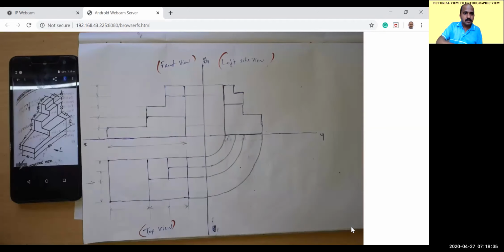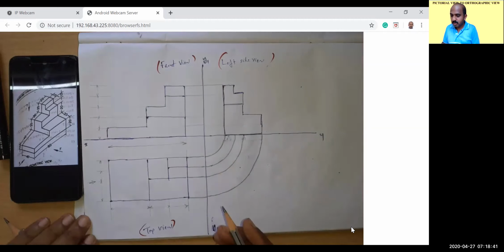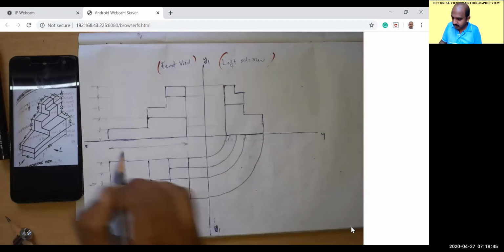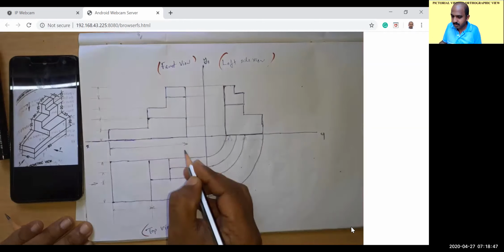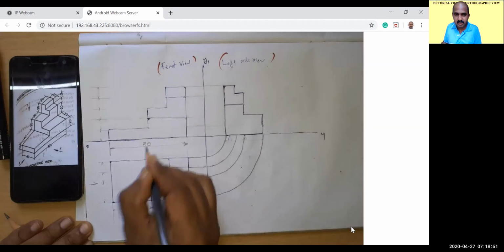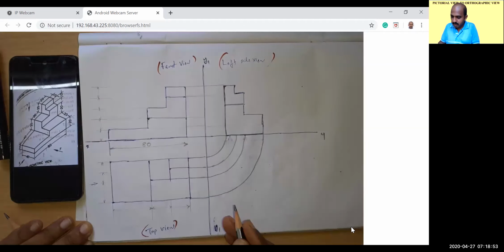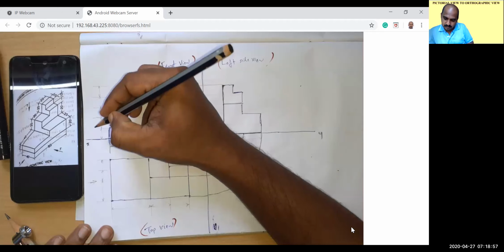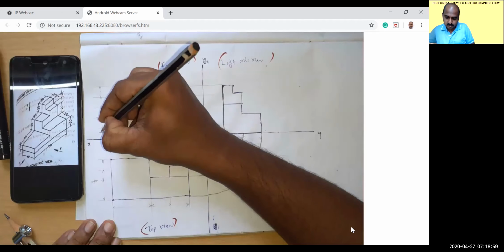One important thing remaining is the dimension, because you need to give dimensions to all the parts. So first, the dimension of the front view. What is this length? It is equal to 80. This is equal to 80. Now we give each dimension. What is this height? This is equal to 10.